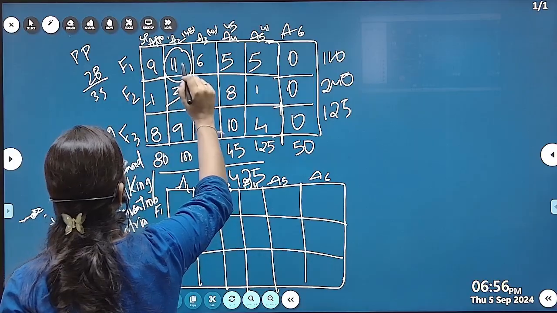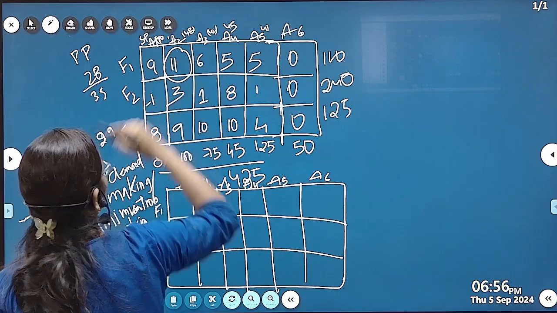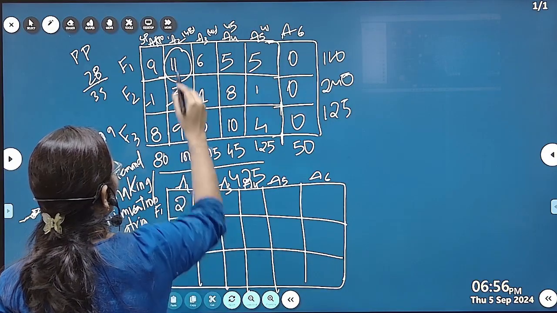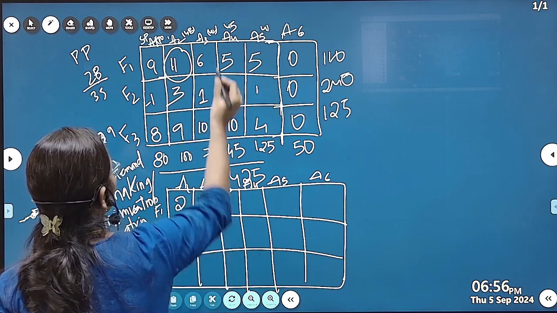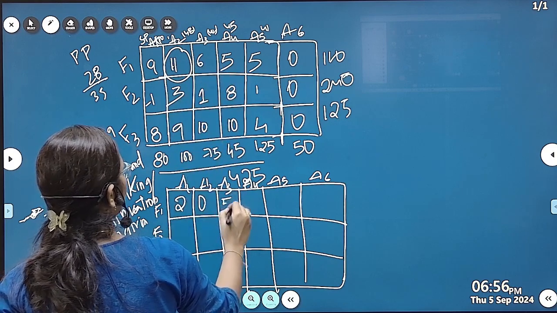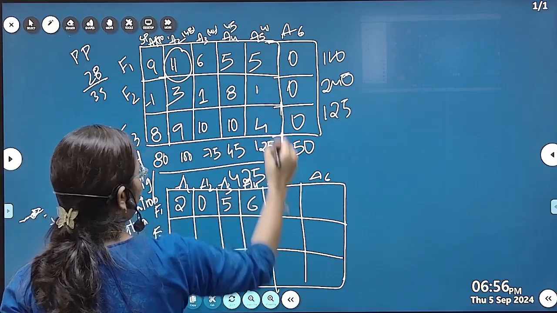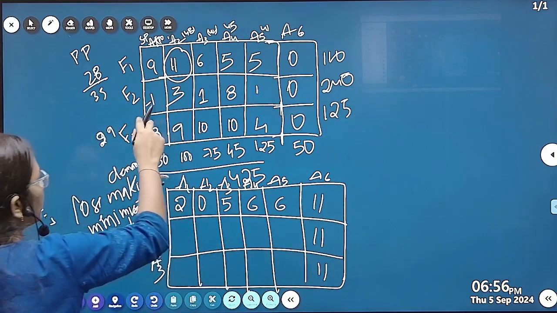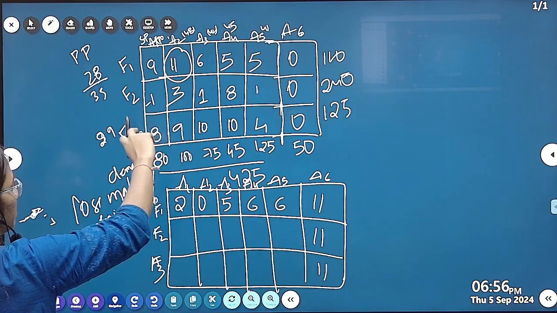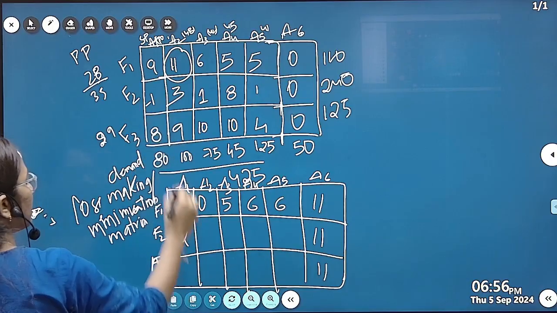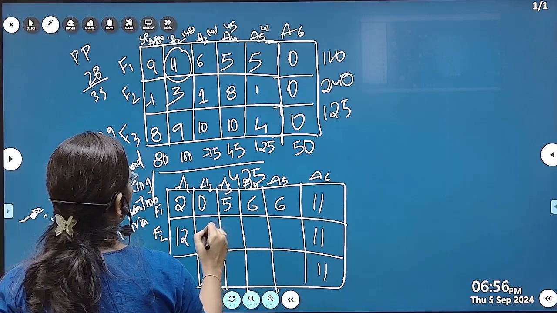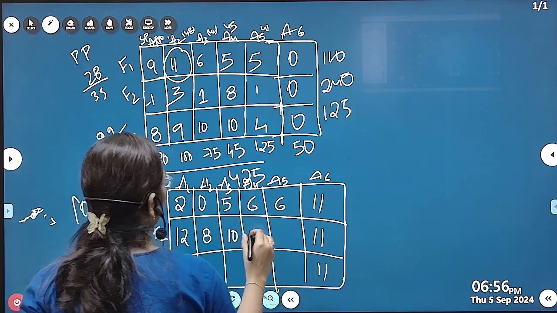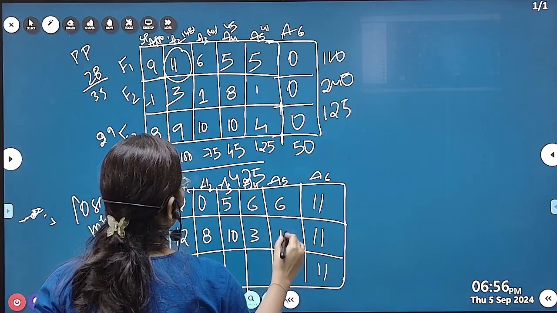So 11 is the highest cost, and this 11 should be subtracted from every number. 11 minus 9 is 2, 11 minus 11 is 0, 11 minus 6 is 5, 11 minus 5 is 6, 11 minus 5 is 6, 11 minus 0 is 11. Next, 11 minus minus 1 becomes 12. 11 minus 3 is 8, 11 minus 1 is 10, 11 minus 8 is 3, 11 minus 1 is 10.